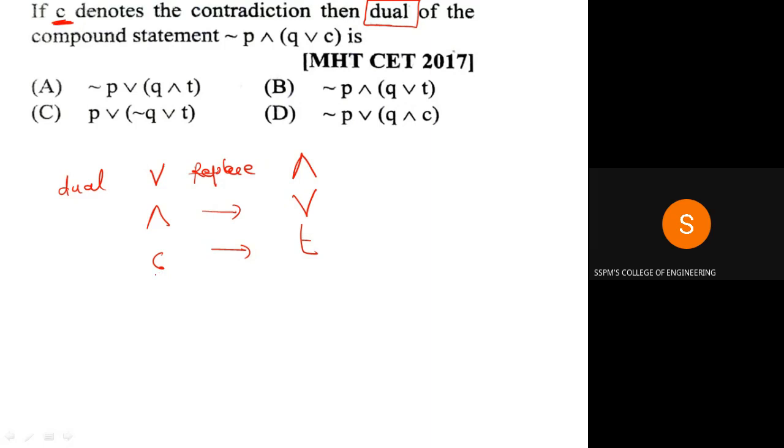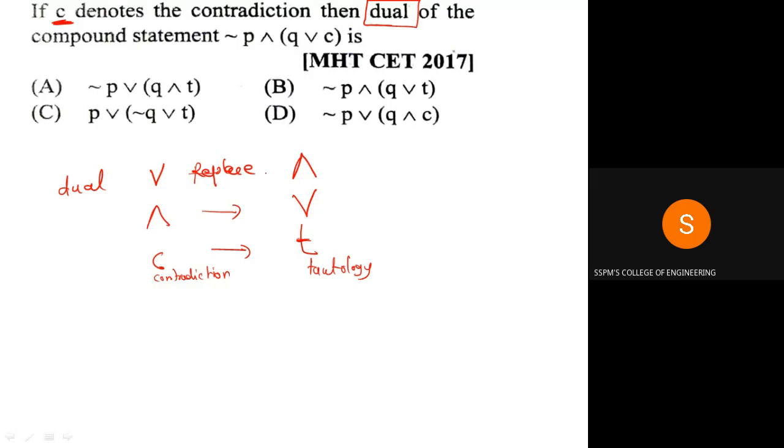C stands for contradiction, which means all the values are false. And T means tautology, which means all the results are true. So whenever you see or, replace it with and. Whenever you see and, replace it with or. And C and T are also swapped: C is replaced with T and T is replaced with C.